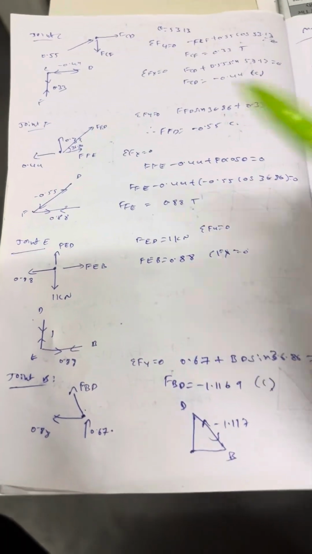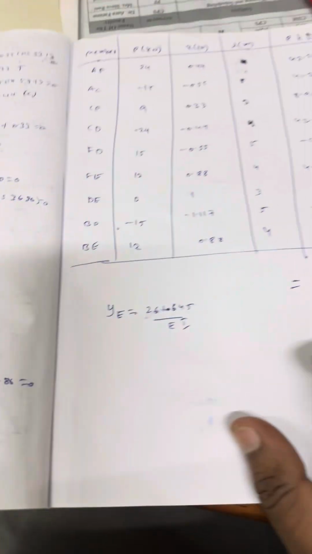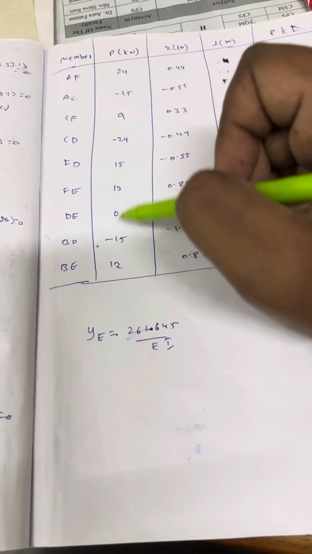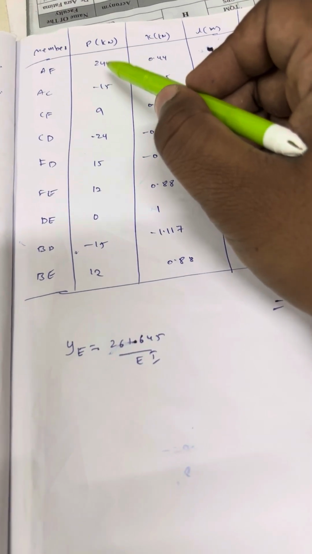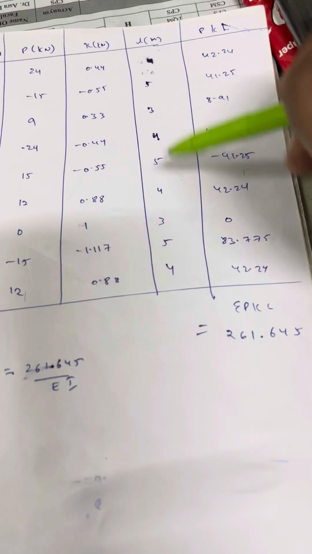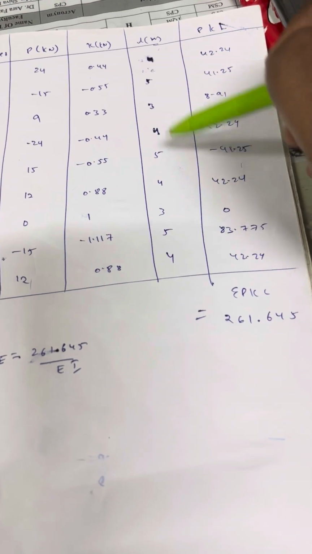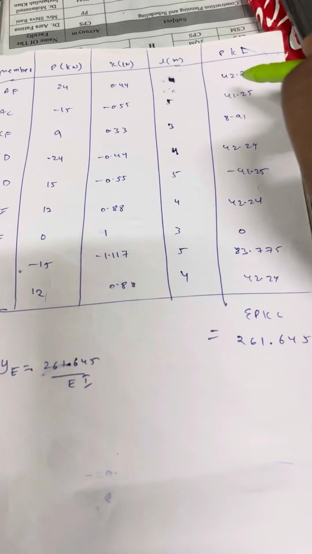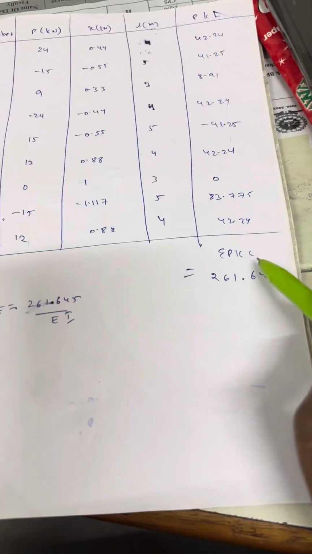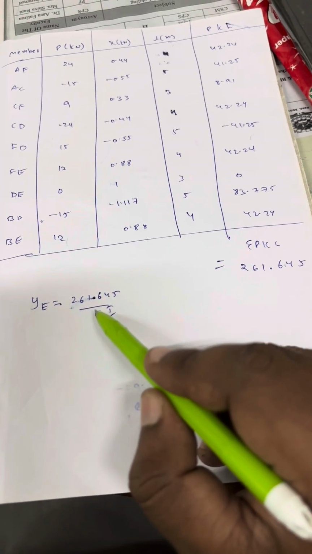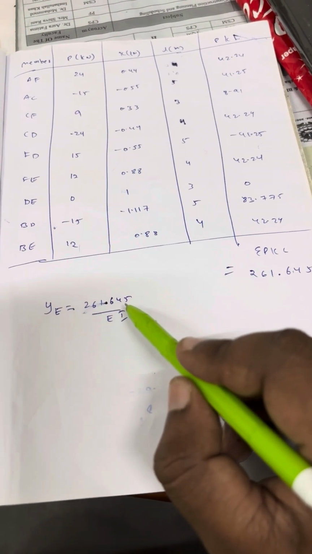In that way we can calculate forces in all the members, joint by joint. Then all the members you write in this column, and all the P values, the forces which we got in the P analysis. These are the forces which we got in the K analysis. Lengths you write here, for diagonal members you apply Pythagoras theorem. Now P into K into L, this is the value. Now sigma PKL, now deflection equal to sigma PKL by EA. So 261.64 divided by EA.